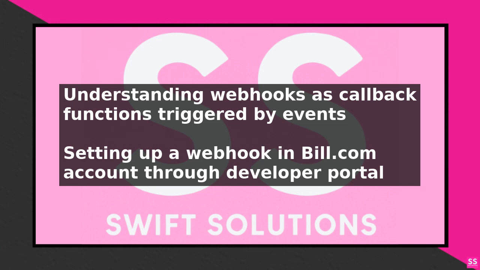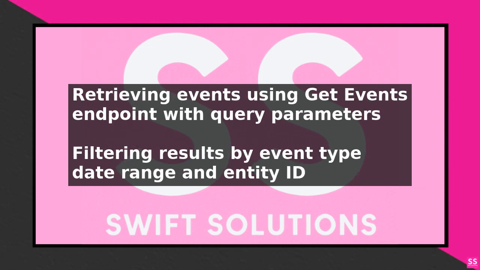This involves going to the developer portal, creating an application, and setting up an endpoint URL that the webhook will send event notifications to. Once the webhook is set up, you can start searching for specific events. The Bill.com API provides several endpoints to retrieve events, including the getEvents endpoint.